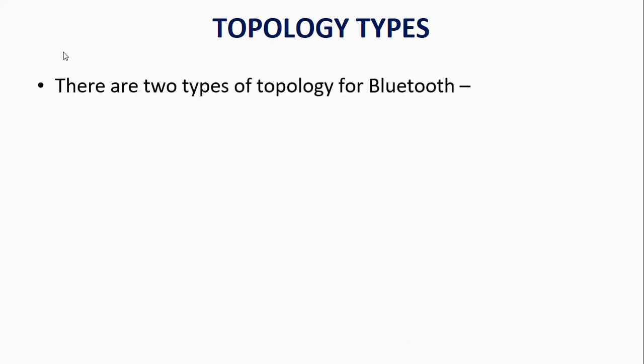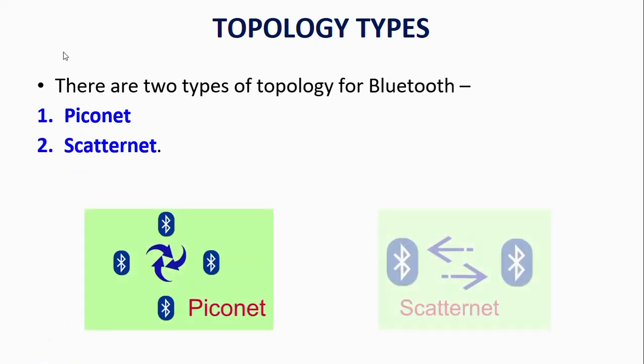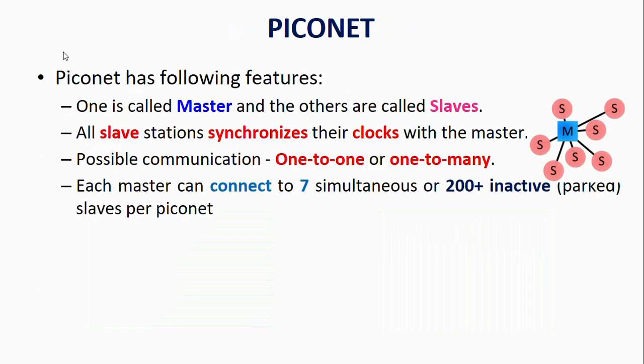Topology types: there are basically two types of Bluetooth. One is Piconet, another one is Scatternet. First, we are going to discuss the Piconet. It has the features of one called the master and the others called slaves. All slave stations synchronize their clocks with the master. The possible communications are one to one or one to many.